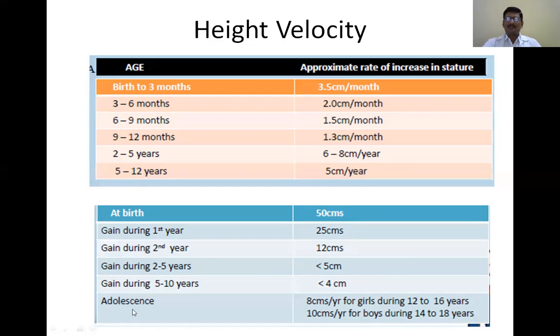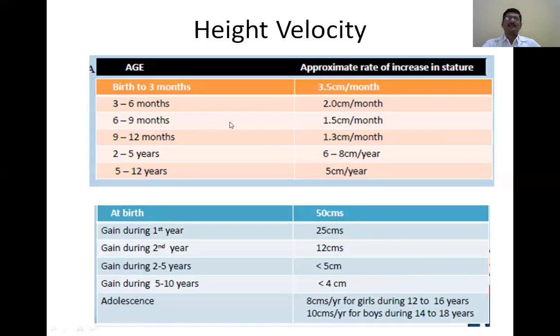During the adolescent period, as I said, there is a spurt in growth. So there is an increased linear growth. It will be about 8 centimeters per year for girls between 12 to 16 years. That is the pubertal growth. And for males, it occurs a bit late, 2 years later, between 14 to 18 years. The height gain will be much more than the girls. It's about 10 centimeters per year. This is how the height gain occurs.